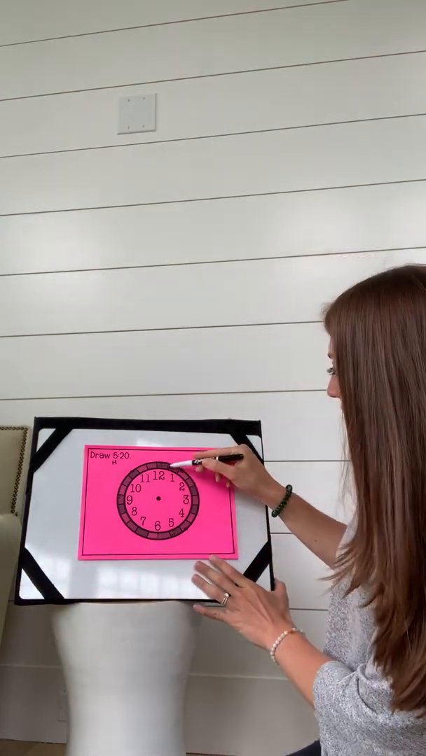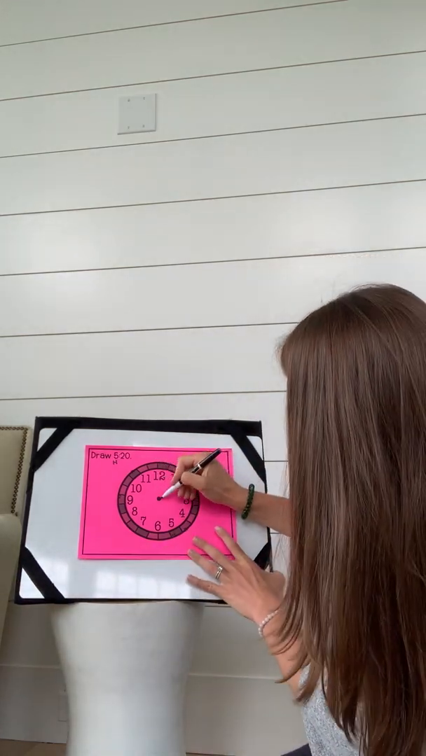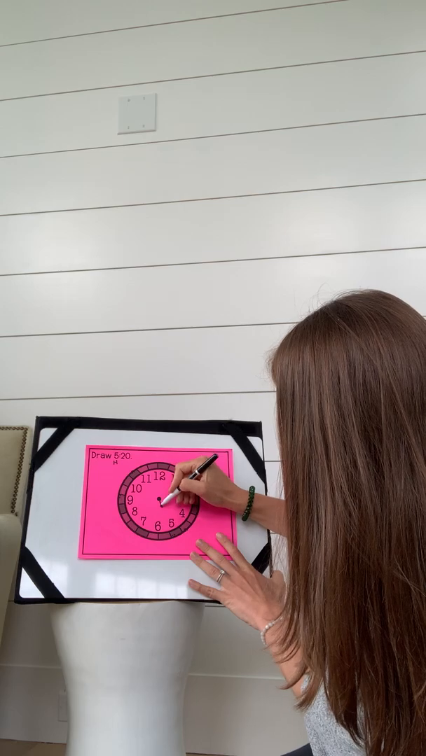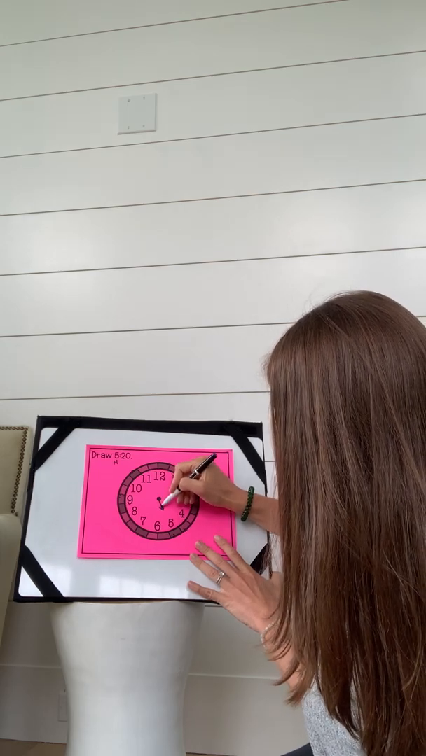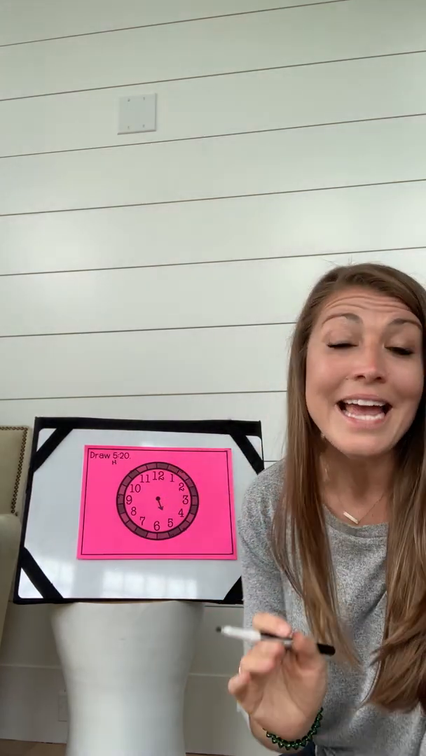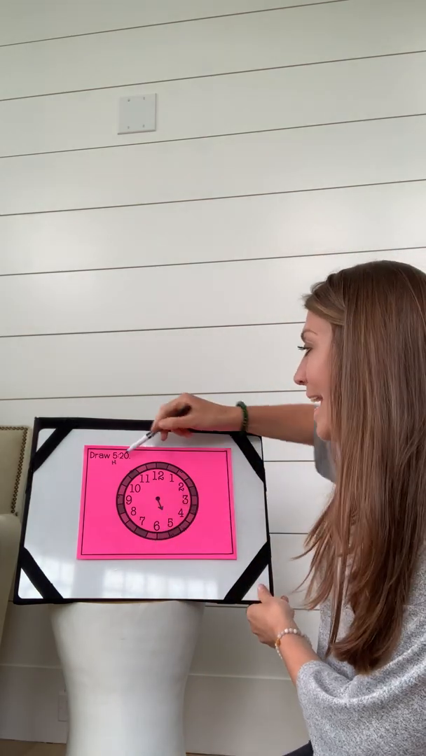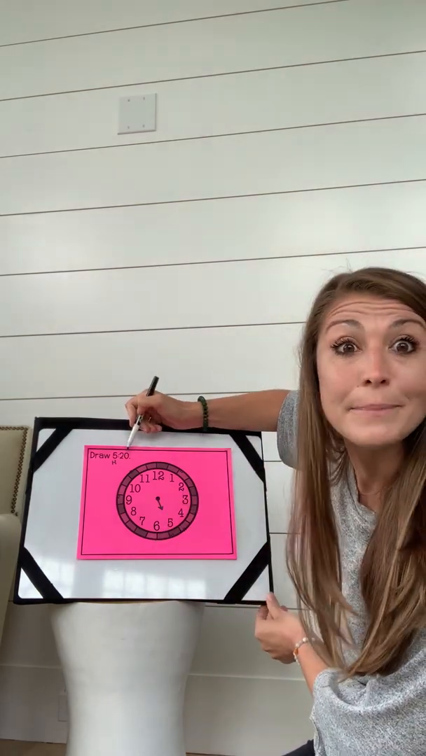So now I'm going to be looking at my 5. All right, here comes a small hour hand. Just a small hour hand. And it doesn't have to be directly on the 5 because we know as the minute hand moves, the hour hand slowly moves too. But it can be anywhere after the 5. And now my 20 represents my what?